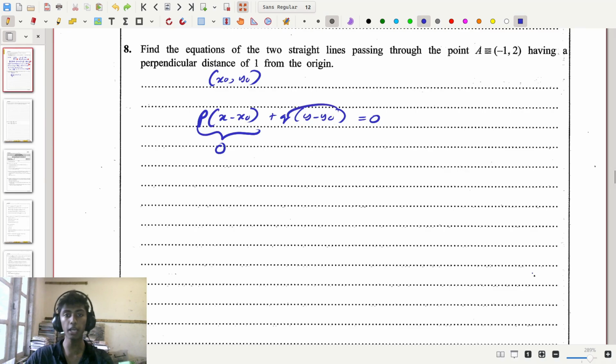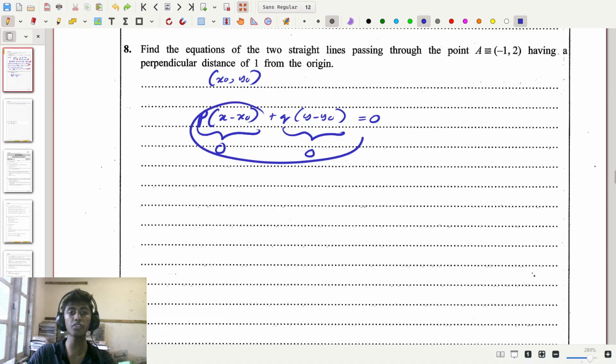So we're going to have q times 0, which is equal to 0 no matter what q is. Therefore, no matter what p and q are, when we substitute (x0, y0) into this equation, we are always going to get 0 plus 0, which is 0. And therefore, the left hand side is 0 and the right hand side is also 0, which means that no matter what, the point (x0, y0) is going to satisfy this line.